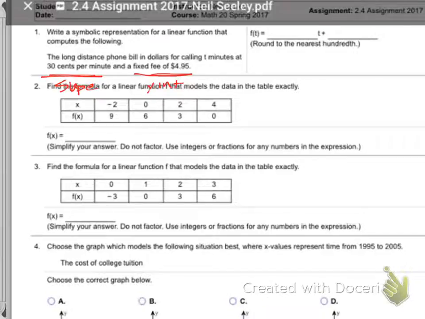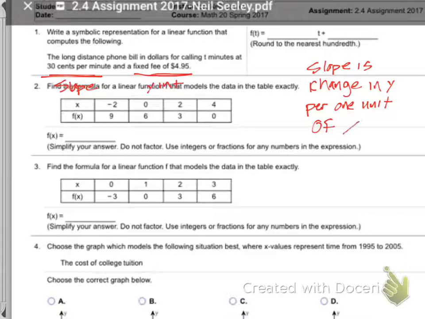Let me define slope one more time. Slope is change in y. I think of y as some output variable, your vertical axis one. So change in y, whatever it is, measured per 1 unit. That's why it's always like feet per second, that's per 1 second, or text per minute, per 1 minute, per 1 unit of x. Okay, that's slope. So for ours, this first one is 30 cents per minute.